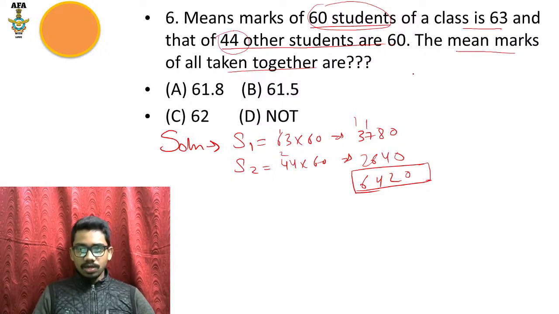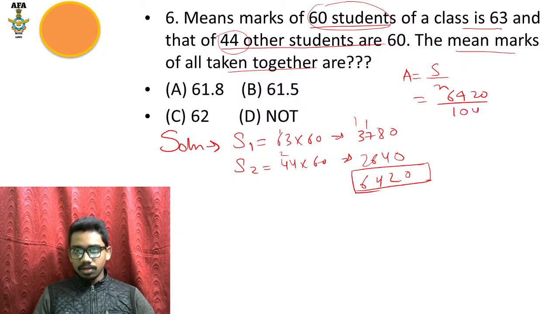So average equals, what is the formula? Average equals sum by n. So sum is how much? S1 plus S2 is 6420, and n is 60 plus 44, that is 104. So we will cancel the values. 4 2s are 8, 4 6s are 24, and this will be 1605.